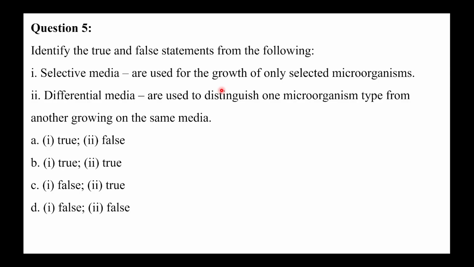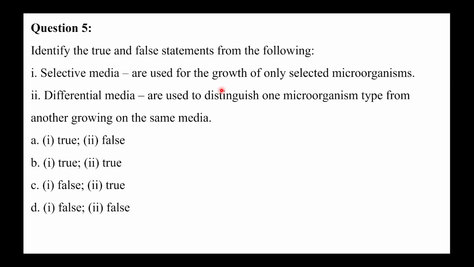The first option says the first statement is true, the second statement is false. The second option says both the statements are true. The third option says the first statement is false, the second statement is true. The fourth option is that both the statements are false. So what do you think the correct answer is?